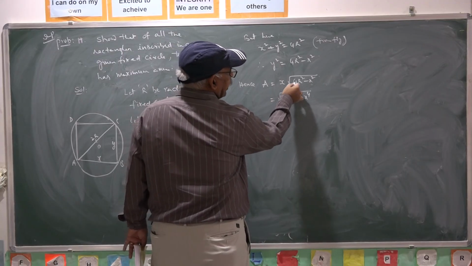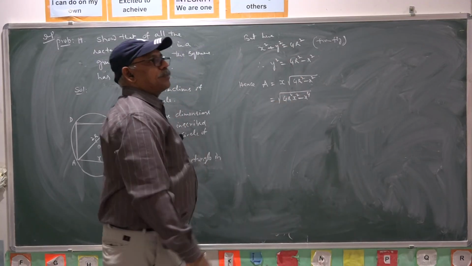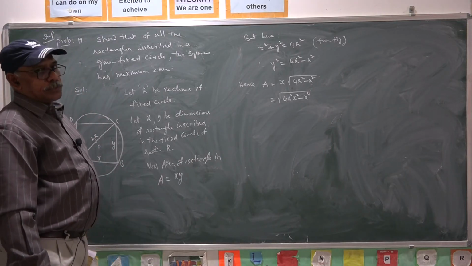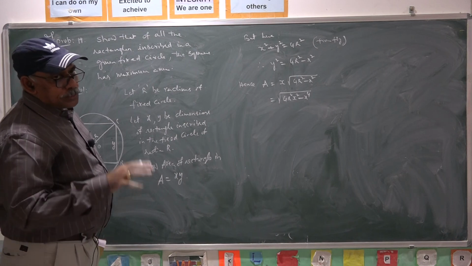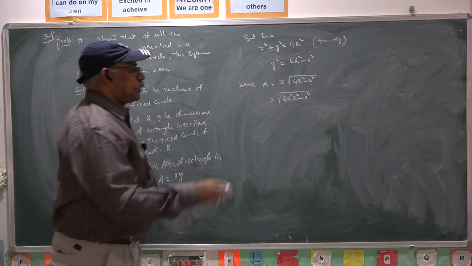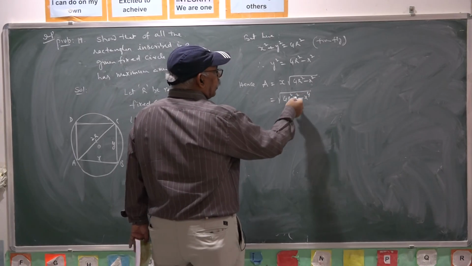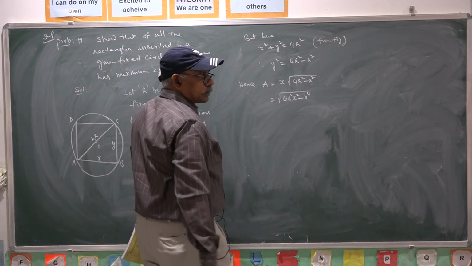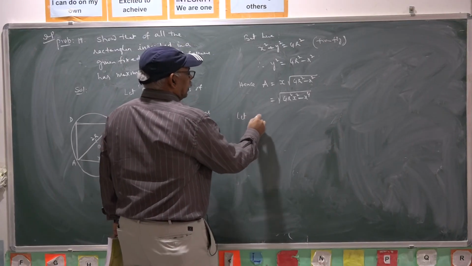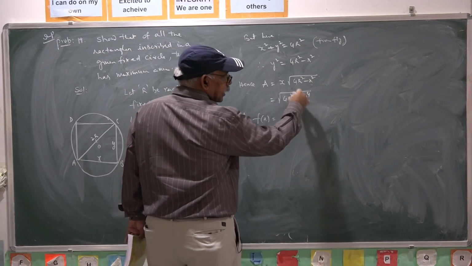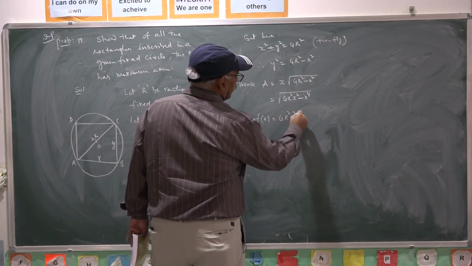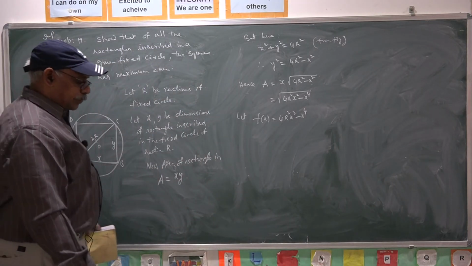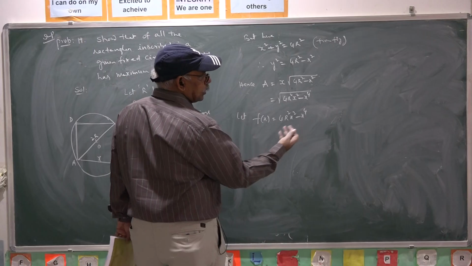Once you take this x inside the root, it becomes x square. So the function under the root is 4r square x square minus x power 4. This area is to be maximized. Once the function inside the root is maximum, then this root function is also maximum. To maximize this function, let us consider this one as f(x). Now maximize this function. Once f is maximum, then A is also maximum.